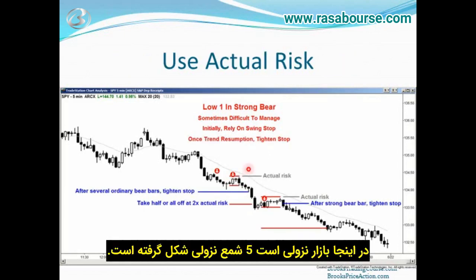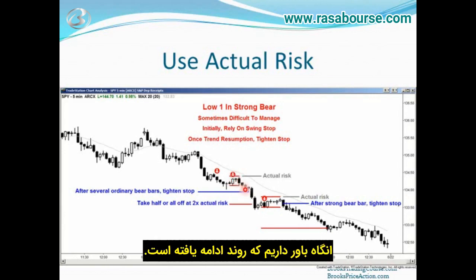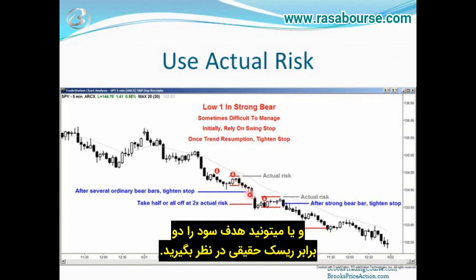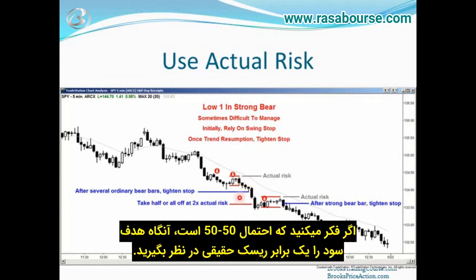Okay, so as the market is going down 3, 4, 5 bars, you believe the trend is resuming, so you know your actual risk is right here. And you could either take part off at 1 times actual risk, or you could go 2 times actual risk. If you think, well, maybe the probability is 50-50, then go for 2 times actual risk.